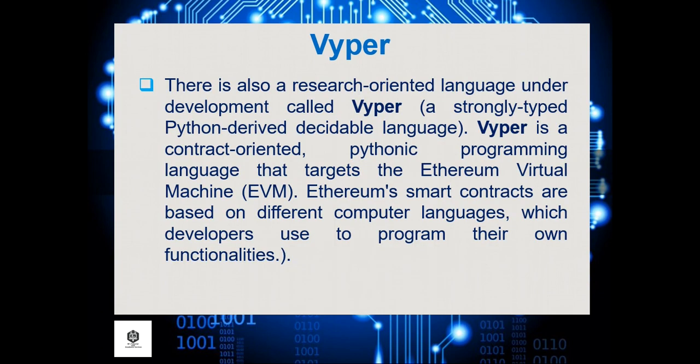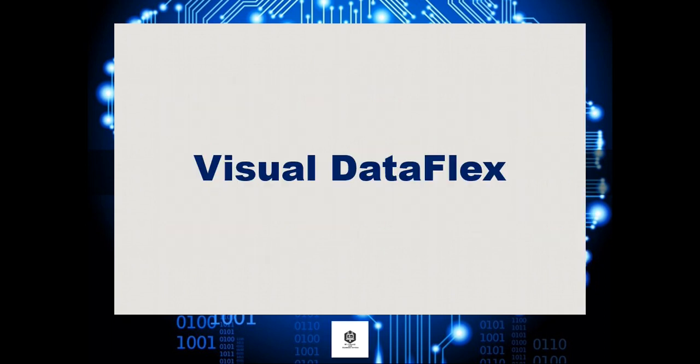Viper. There is also a research-oriented language under development called Viper, a strongly typed Python-derived decidable language. Viper is a contract-oriented Pythonic programming language that targets the Ethereum Virtual Machine or EVM. Ethereum smart contracts are based on a different computer language which developers use to program their own functionalities.